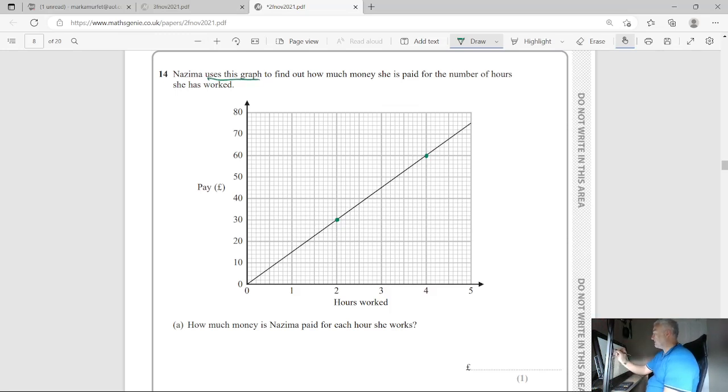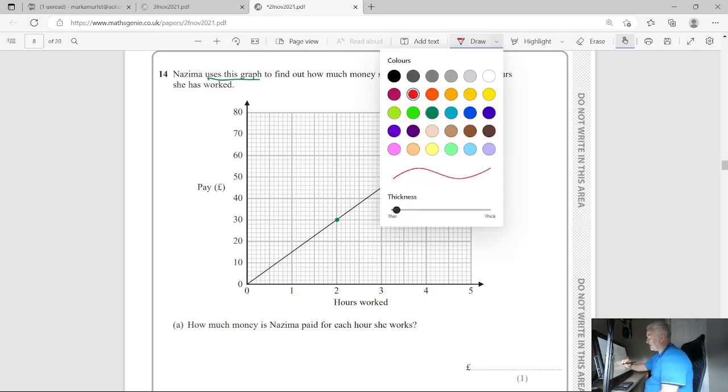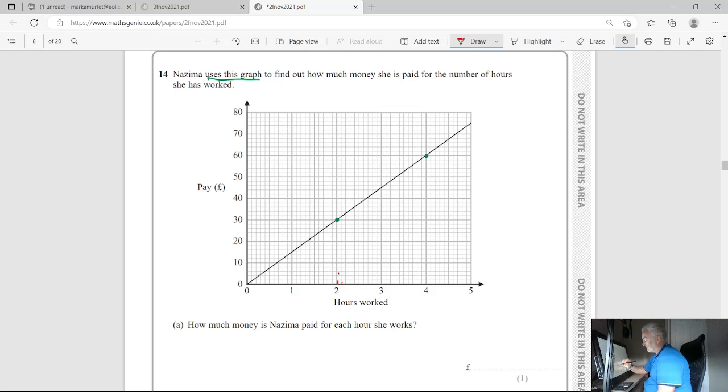It says use this graph. As soon as it says use this graph, we've got to show it on this graph. So we could draw a dotted line up there, and then we're going to go across this way to see where it goes onto the y-axis. Okay, so we can see that that goes at 30. So 2 hours equals £30.